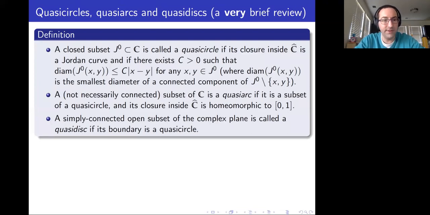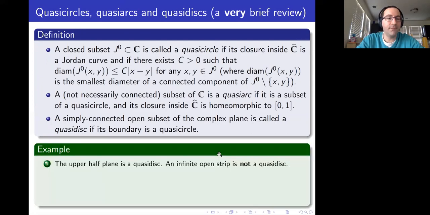So let's see some examples. The first example: the upper half plane is a quasi-disk, right? The boundary is just a nice line. If you look at its compactification in the Riemann sphere, it's very nice. But the infinite open strip is not a quasi-disk. Why? Because the boundary consists of 2 parallel lines that meet at infinity, and at infinity they meet in some cusp way.